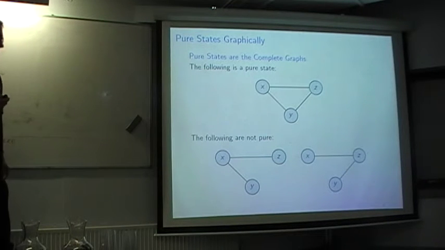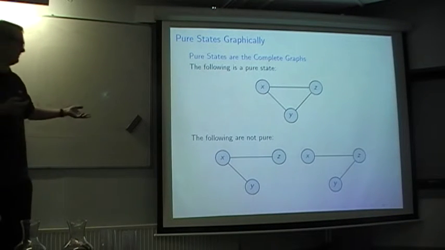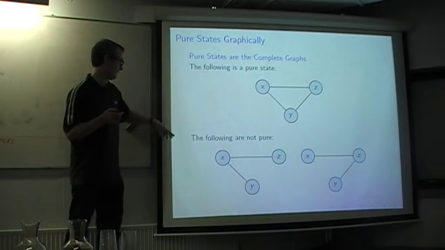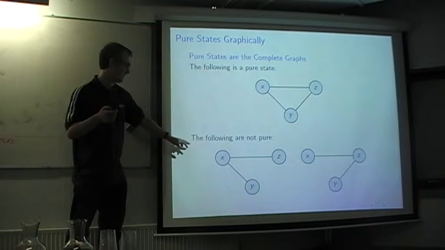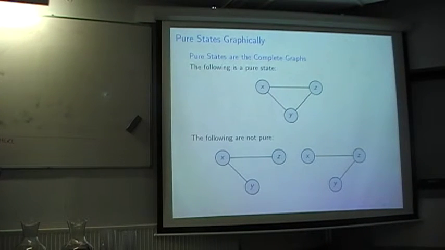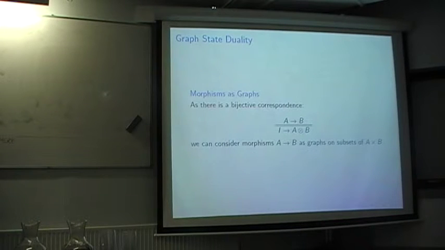And it seems to be the pattern then that the pure states are complete graphs or cliques, depending on how you want to look at this, and the mixed states are the ones where there are edges missing. And that is true. I'll hopefully get back to that by the end of time.